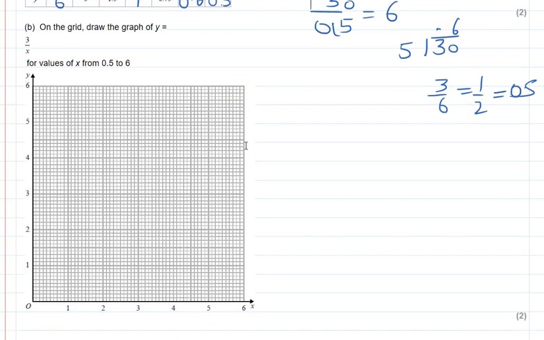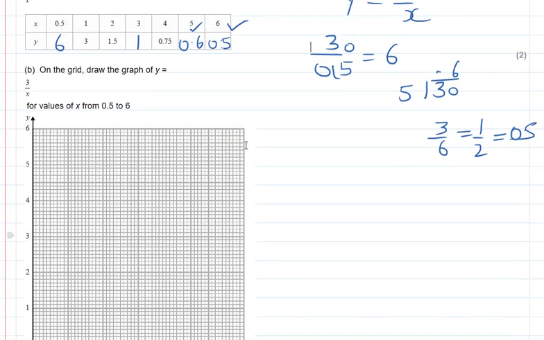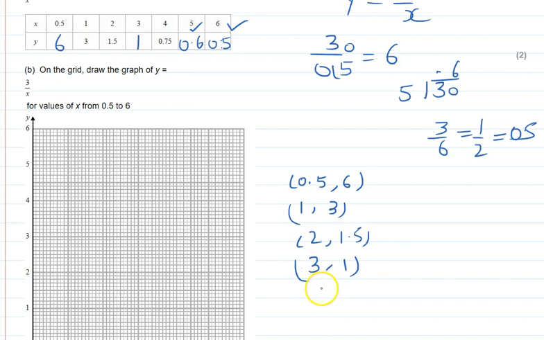Now, on the grid, draw the graph of y equals 3 over x from 0.5. The first value is 0.5 and 6. Then the second value is 1 and 3. Then 2 and 1.5, 3 and 1, 4 and 0.75, then 5 and 0.6, and the last value is 6 and 0.5. Okay, so let's plot it.